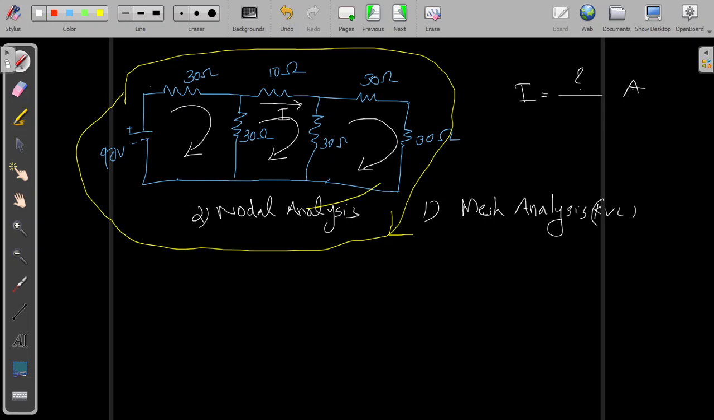Let the current flowing through the first mesh be I1, the second mesh I2, and the third mesh I3. So these are the mesh currents or loop currents flowing through the respective meshes or loops. Now I'm going for the mesh analysis, in which KVL, Kirchhoff's voltage law, is applied. Applying KVL for the first mesh, mesh 1, M1.